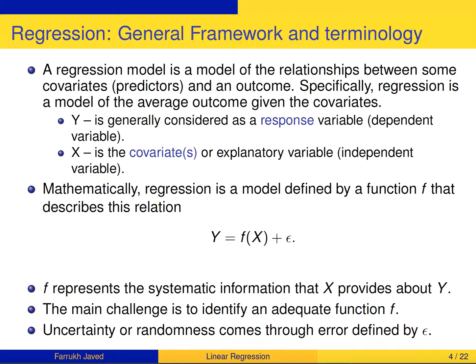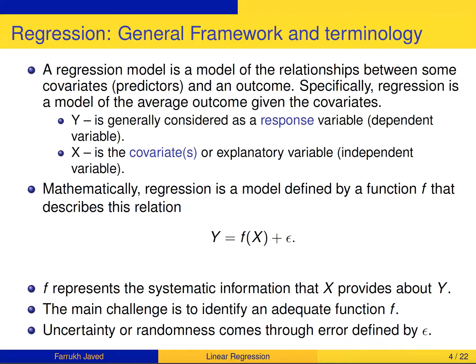So these are the variables, they are called covariates, and the outcome is the grade, which is the response. So specifically, regression is a model of the average outcome given the covariates. So we have a set of variables, we call them covariates, and we wanted to know their effect or their influence on the outcome or on the response.